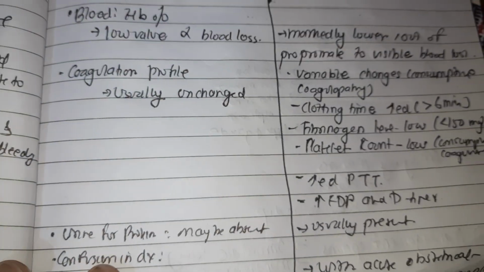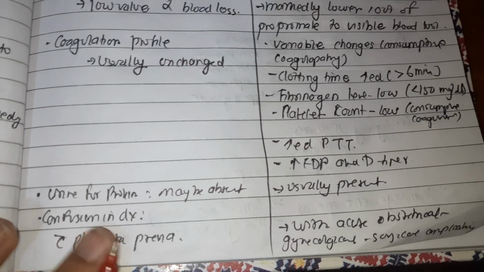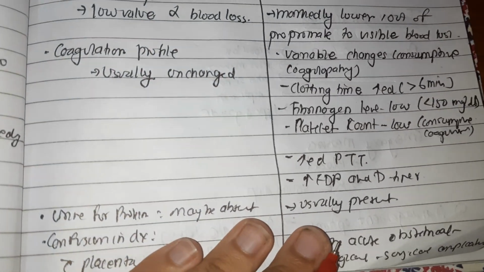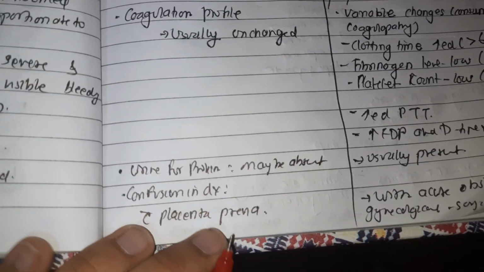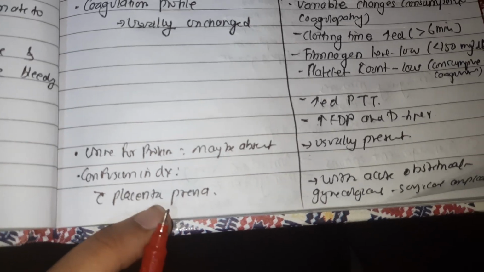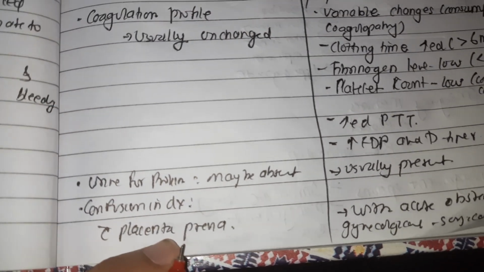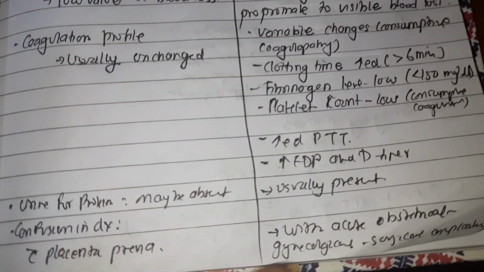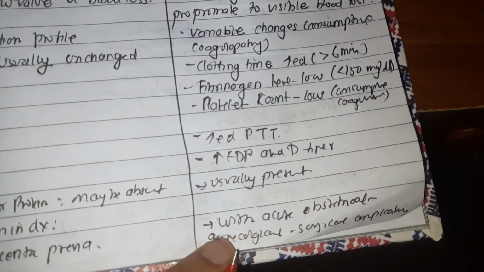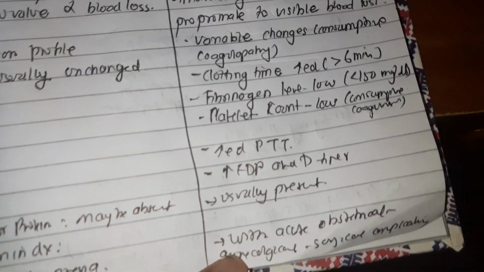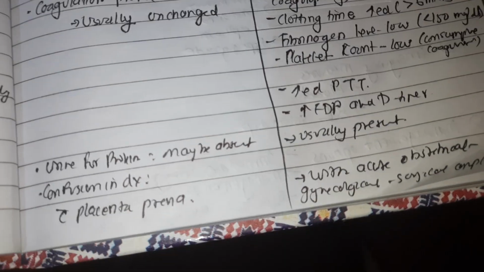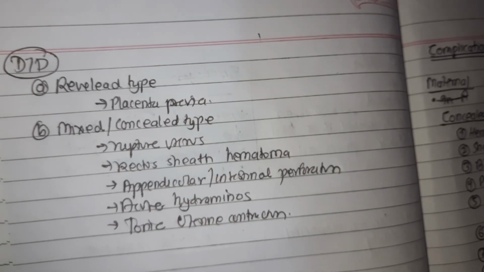Urine for protein may be absent, or there may be proteinuria. And the confusion in diagnosis is with placenta previa. Differential diagnosis is placenta previa, whereas acute obstetrical, gynecological, and surgical complications might be there. So we will list out the differential diagnosis of these two varieties.